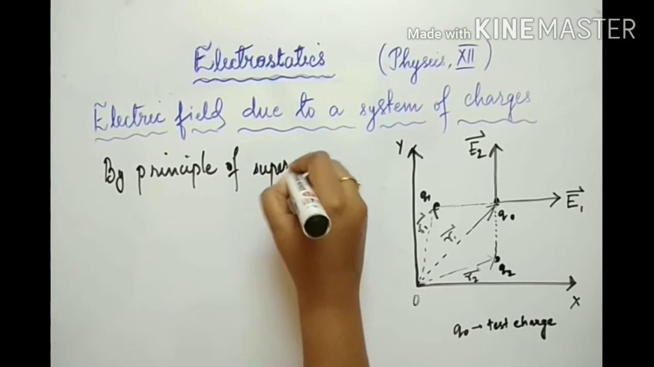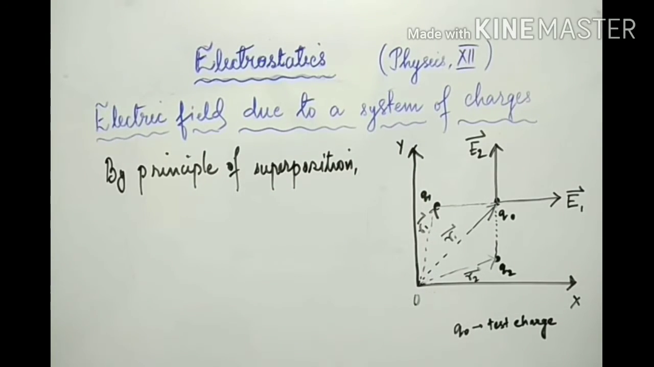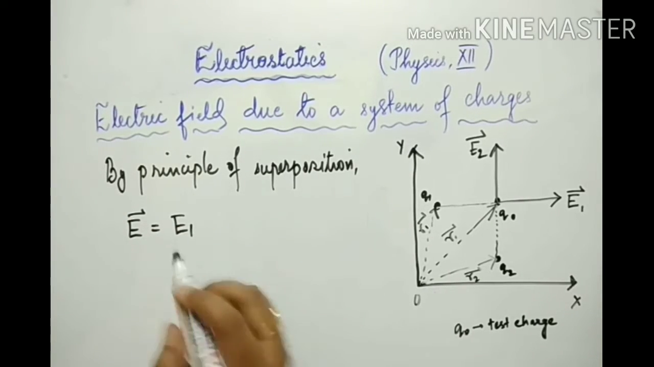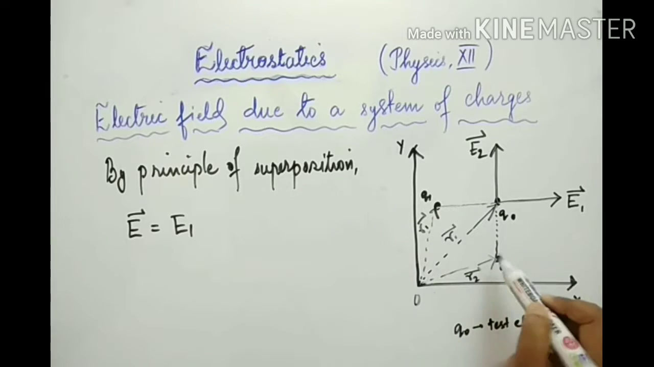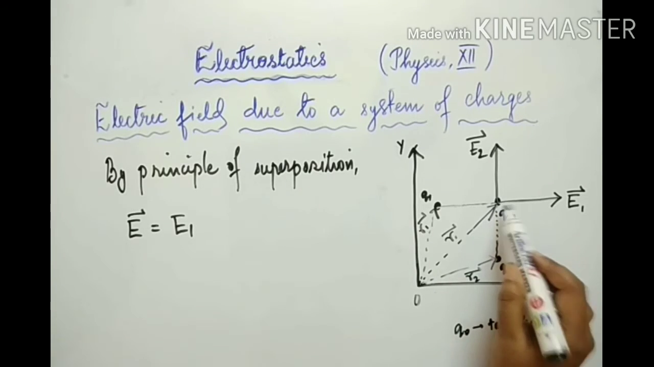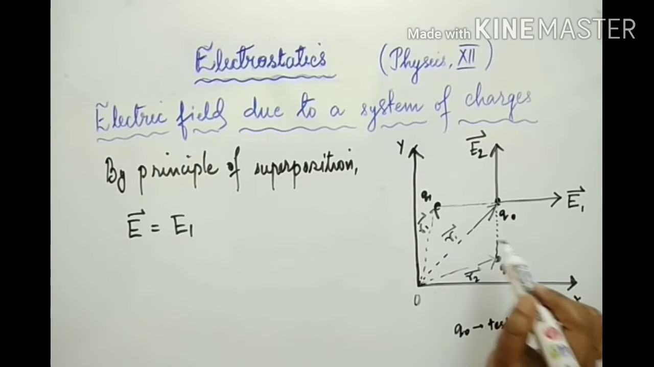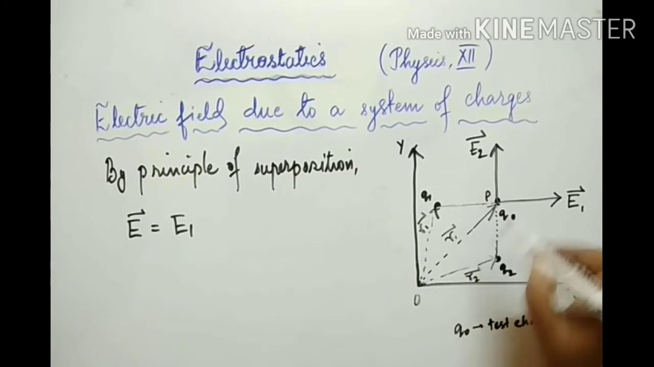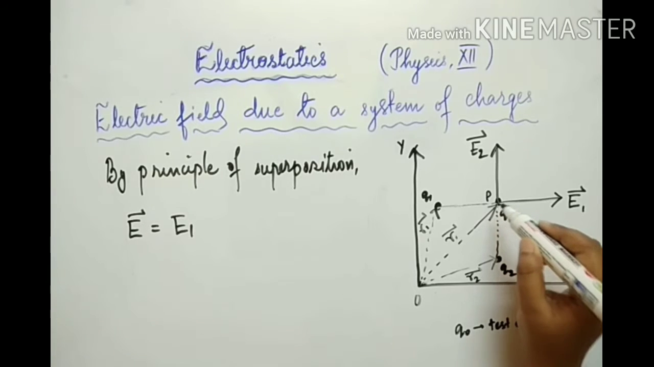By the principle of superposition, the resultant electric field E is given by the vector sum of the electric fields produced by each charge individually at that point when all the other charges are assumed to be absent. That means, let us consider this point P. If this is point P and if this is O, then the charge at point P is Q0, and on this Q0 we will take the individual electric fields.